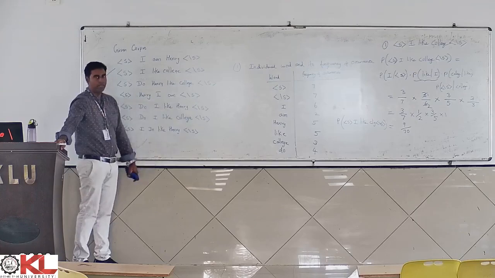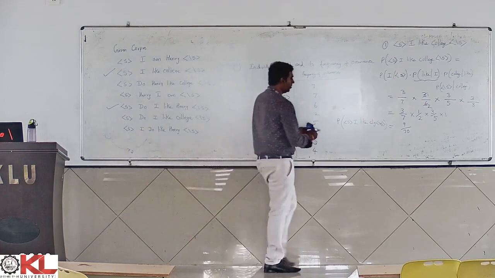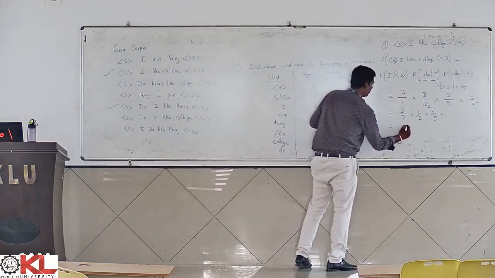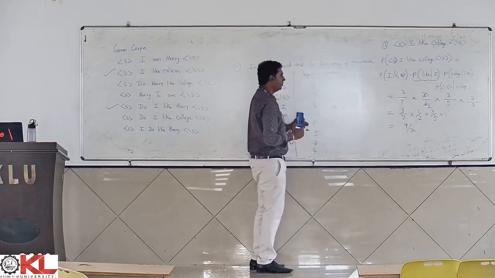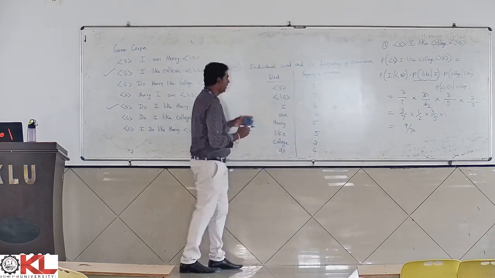Henry. Similarly, I am going to check it here. Okay, so the first one is 9 divided by 70. So I am writing here 9 divided by 70. Similarly, the second one I am going to find out. So I am using it here.